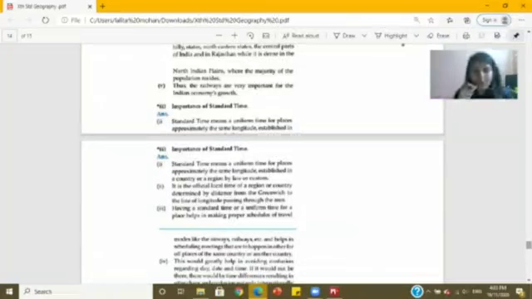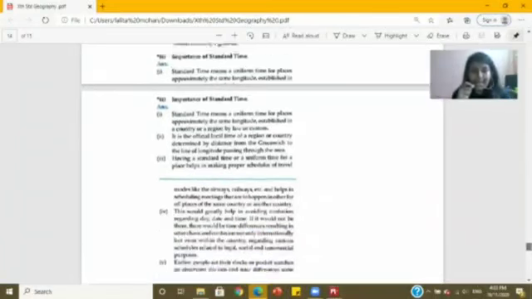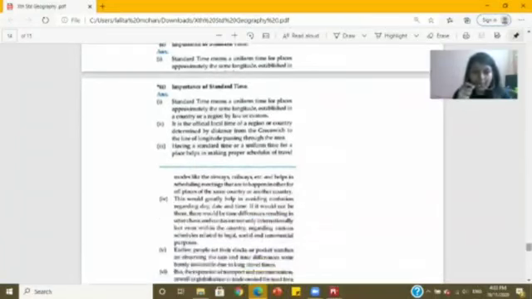It is the official local time of a region or country, determined by its distance from the Greenwich line of longitude passing through that area. Having a standard or uniform time for a place helps in making proper schedules for travel like airways, railways, etc., and helps in scheduling meetings that are to happen in other far off places in the same country or some other country.